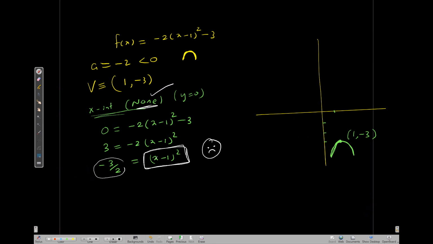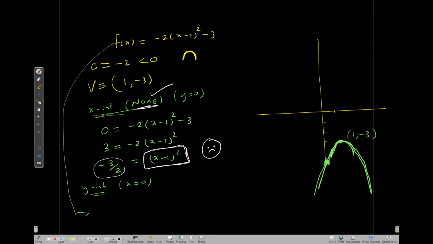And the y-intercept: is it going to hit the y-axis? Yes, of course. Any parabola will hit the y-axis. Remember that any parabola will definitely hit the y-axis, unless we restrict the domain. So right here, this place. Let's check that. So the y-intercept, and how do you find it? Making x equal to 0.